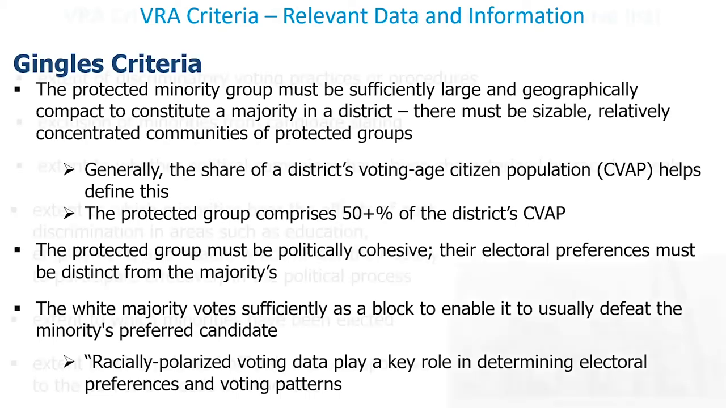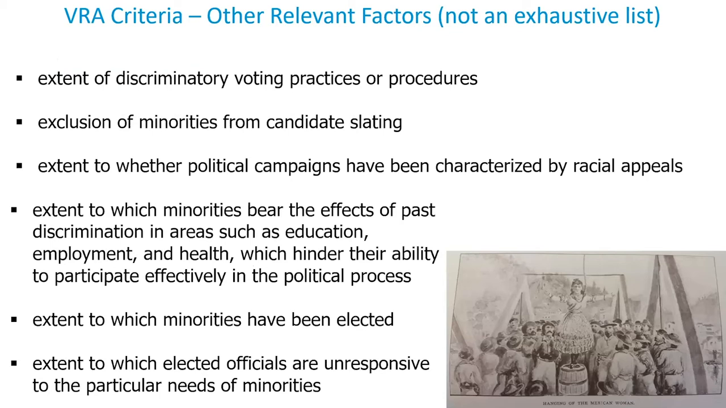Next slide. Other criteria that are looked at are what are called the totality of circumstances criteria. Everything from the history of discrimination against the protected group in the district, the extent to which minorities have less opportunity in education or health or anything that affects their ability to participate effectively in the political process, the extent to which minorities have been elected or not elected, the extent to which political campaigns have been characterized by racial appeals. This is a long list of criteria, lots of things that are relevant. This list isn't exhaustive, but I just want to give you a sense of the types of things we look at to determine whether or not there's Voting Rights Act compliance with a map. Next slide.